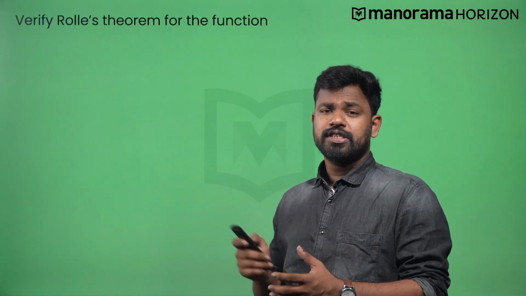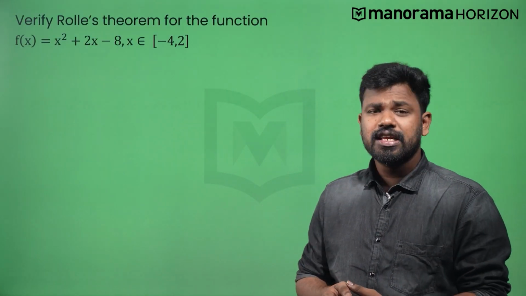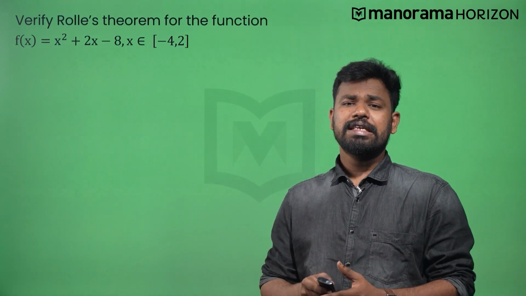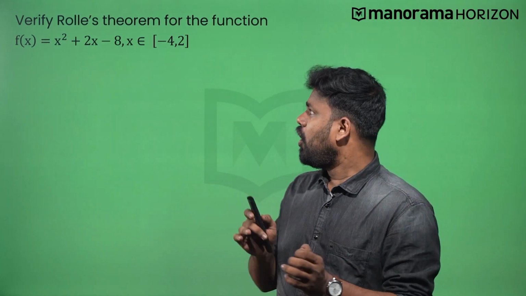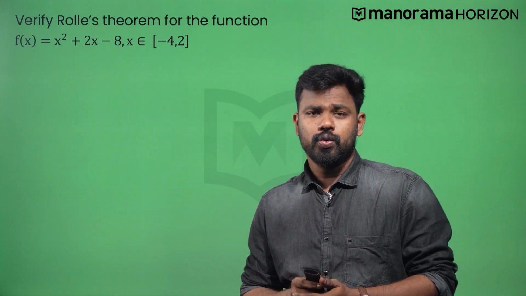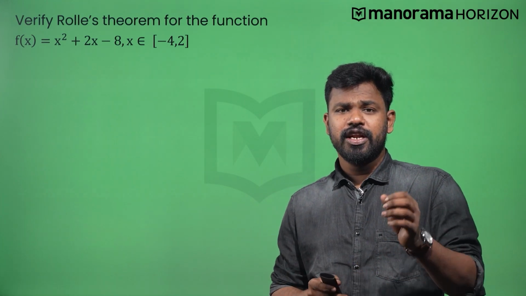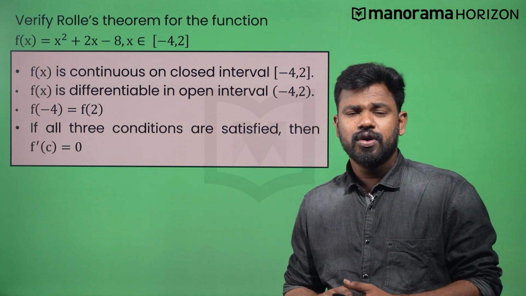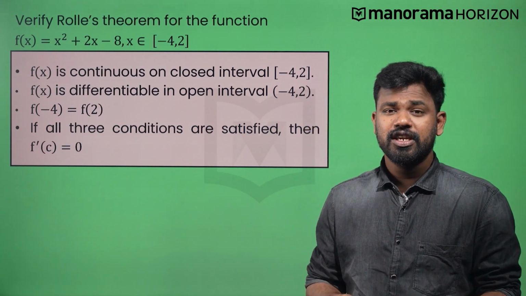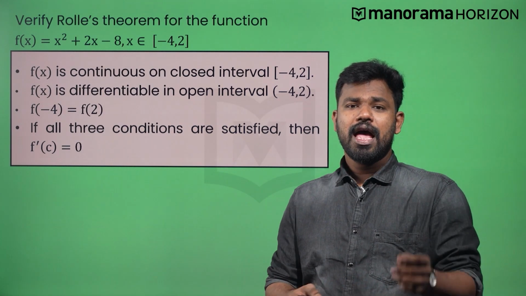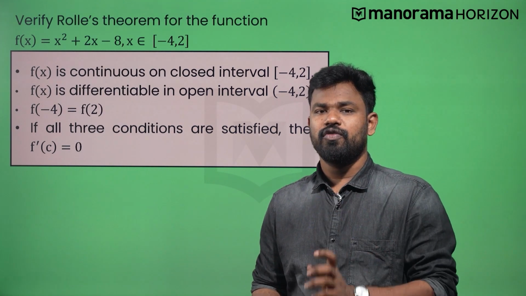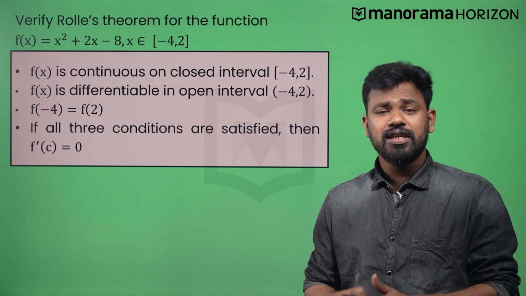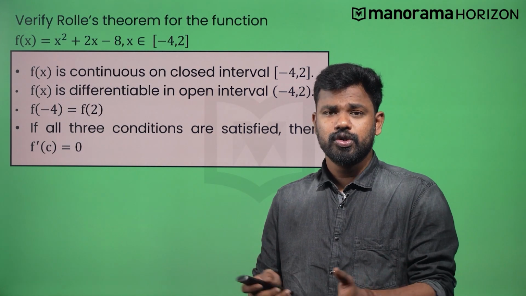Now let us verify Rolle's theorem for the function f of x is equal to x square plus 2x minus 8, where x is an element of [-4, 2]. To verify Rolle's theorem, we need to satisfy three conditions: f of x is continuous on the closed interval [-4, 2], f of x is differentiable in the open interval (-4, 2), and f of minus 4 should be equal to f of 2. If all three conditions are satisfied, then f dash c should be equal to 0.